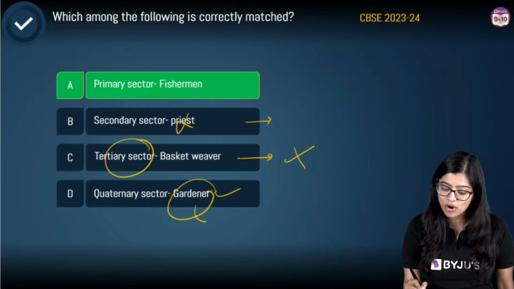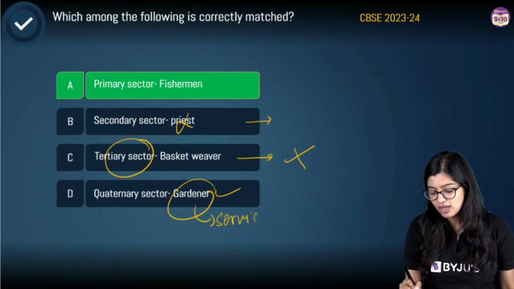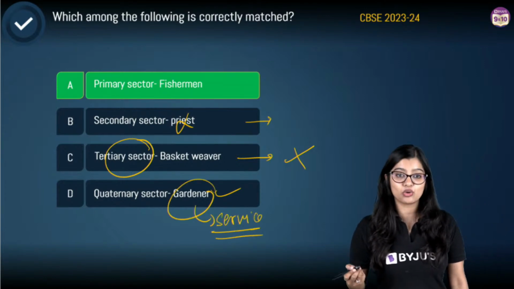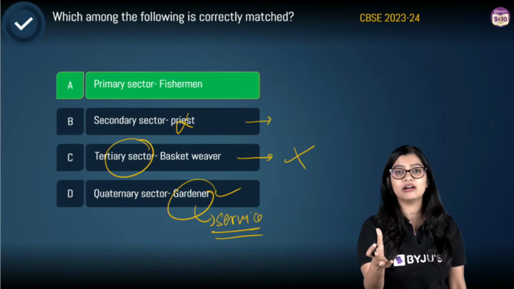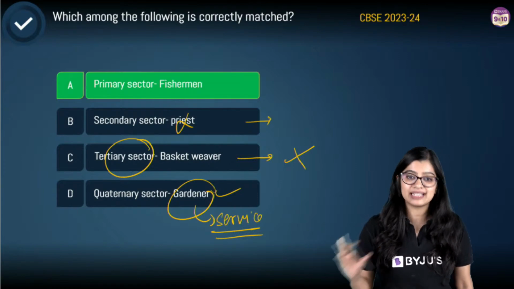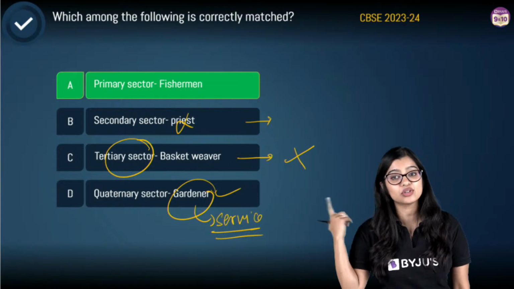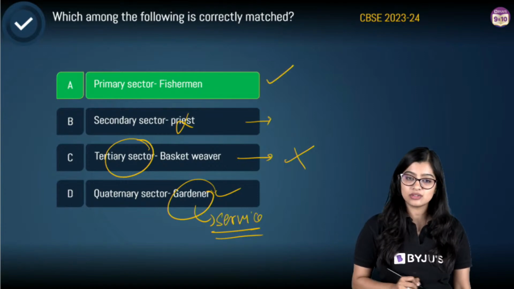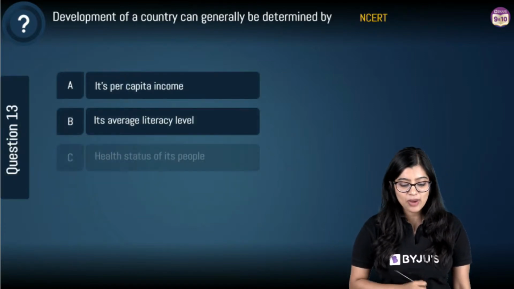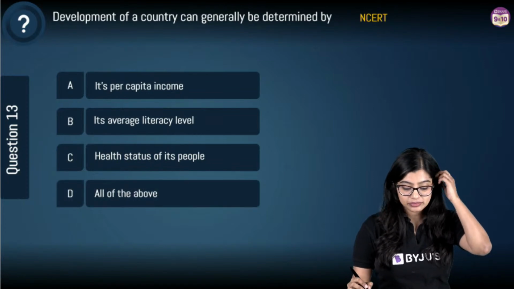But a gardener more or less is a service, right? If you are able to hire a gardener to maintain your garden, then that's a service you are employing, right? So that will also fall in the tertiary sector. So that way we see that the correct answer is option A. Now we will move on to the next question.